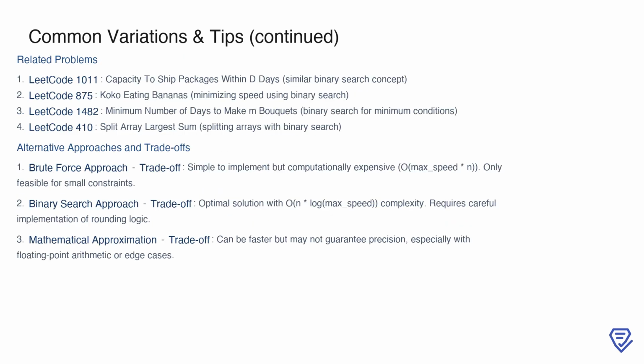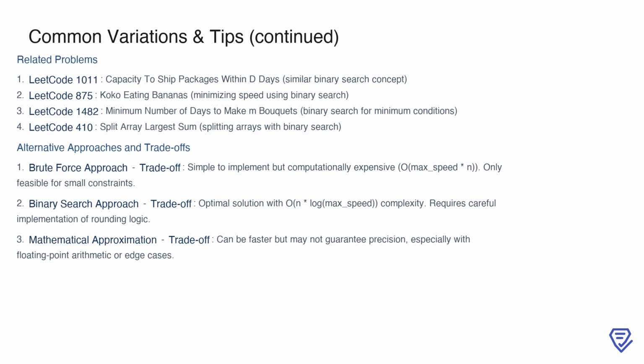To build a deeper understanding, it's helpful to explore related problems that use similar concepts. For example, LeetCode 1011, Capacity to Ship Packages Within D Days, and LeetCode 875, Koko Eating Bananas, both involve minimizing a value using binary search. LeetCode 1482, Minimum Number of Days to Make M Bouquets, and LeetCode 410, Split Array Largest Sum, are also great examples where binary search is used to satisfy minimum conditions or split arrays efficiently.